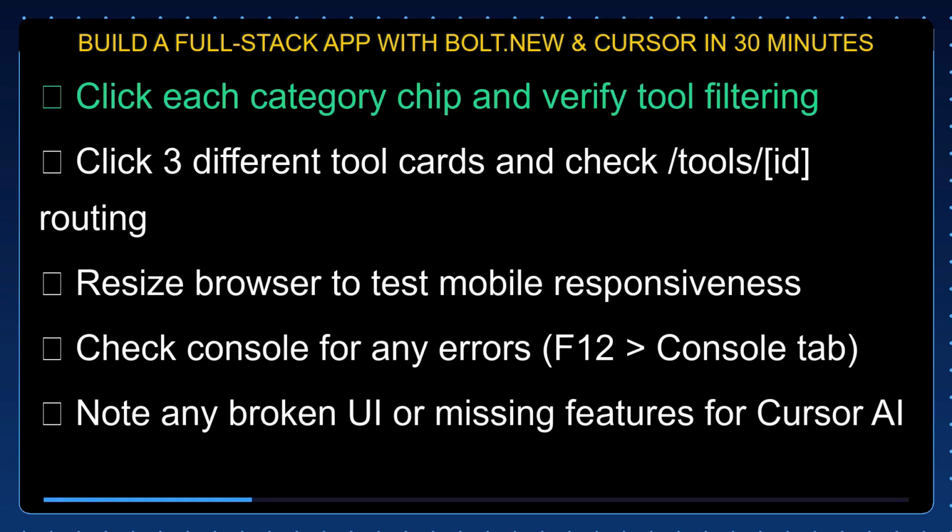Checkmark: click 3 different tool cards and check /tools/[id] routing. Checkmark: resize the browser to test mobile responsiveness. Checkmark: check the console for any errors, F12 > Console tab. Checkmark: note any broken UI or missing features for Cursor AI to fix.